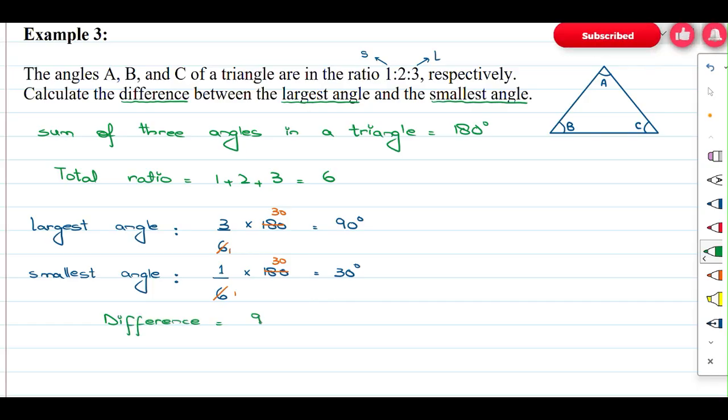So the larger angle is 90, the smaller angle is 30, their difference is 60 degrees. So we just need to figure out the difference, right?